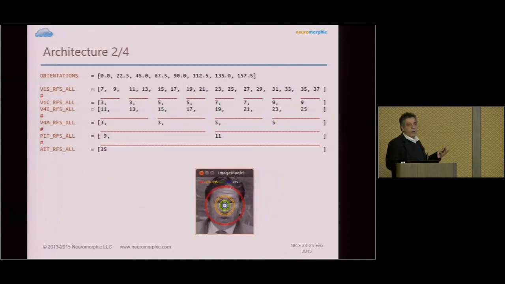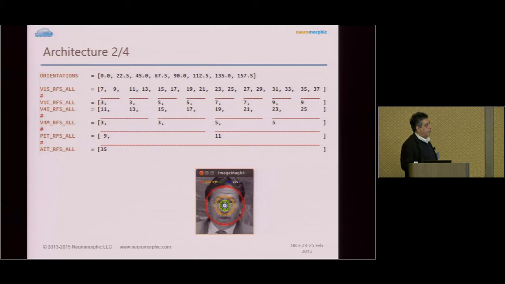So an easier way to see the architecture is through a textual description. We're dealing with 8 orientations for the Gabor filters, and then you have the simple V1. This is the bank of filters, the Gabor filters, and then this is the complex cell layer, and this is basically showing how the pooling is working. So the first pooling is happening on the 7 and 9 filters, the second on the 11 and 13, and so on.